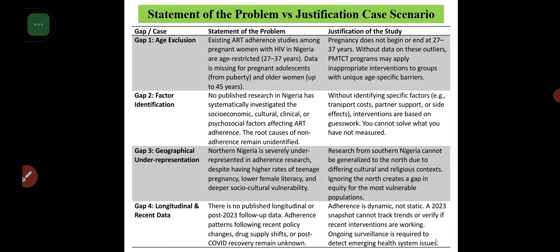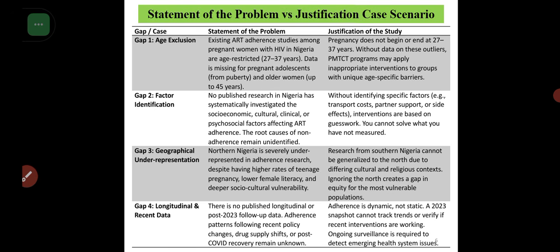Why is this problem relevant? Pregnancy does not begin or end at 27 to 37 years. Without data on these outliers, PMTCT programs may apply inappropriate interventions to groups with unique age-specific barriers. So you're justifying, in this sense, why this problem has to be solved.